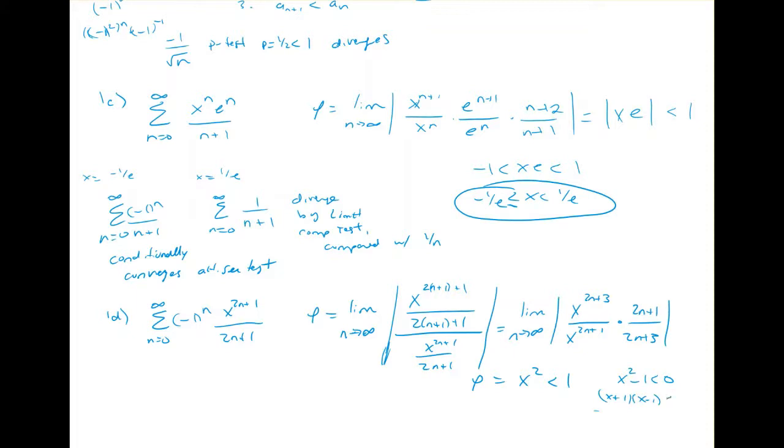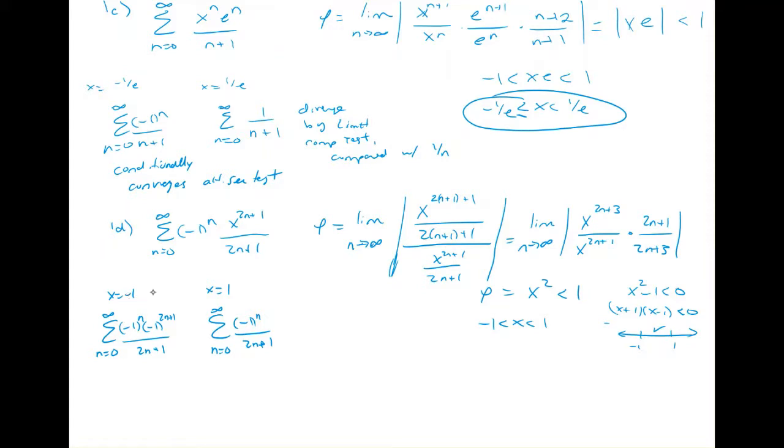You can set up your number line if you'd like, but most of us don't need to see that this is where it's going to work. Most of us can see that this is going to be between 1 and negative 1. So we plug in x equals negative 1, and x equals 1. When we plug in 1, we get negative 1 to the n because it's alternating, and 1 to the 2n plus 1 is just 1, so I left that out.